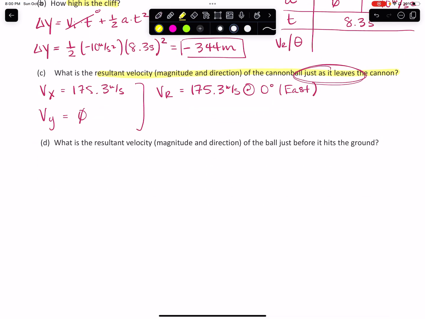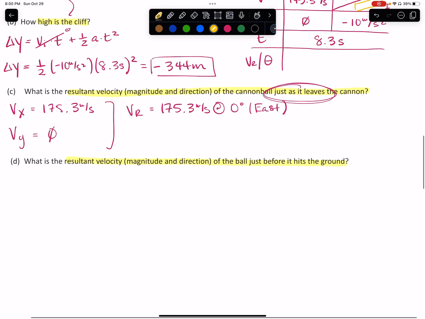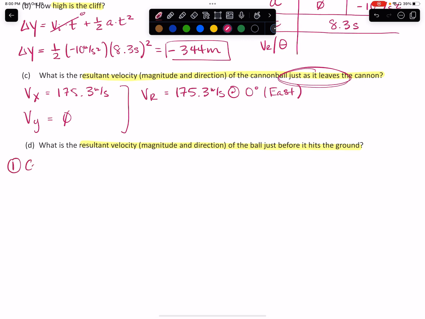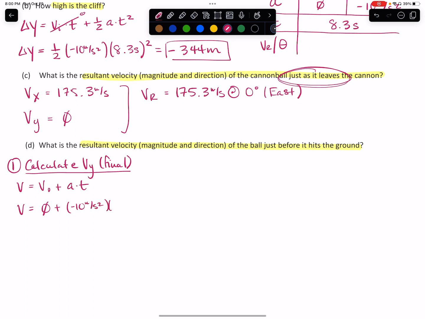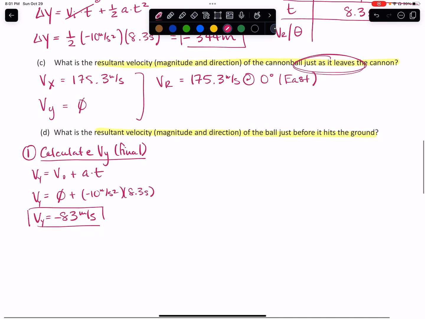Okay, last one. Now, what's the resultant just before it hits the ground? We need V final vertically. We need this number before we can calculate this. So that's our first job: calculate Vy final. That's pretty straightforward. V final equals V initial plus acceleration times time. So final velocity equals 0 plus negative 10 meters per second squared times 8.3 seconds. Our final velocity right before it hits the ground vertically is negative 83 meters per second. The negative sign again tells us that the object is moving downward. So that's the first part.